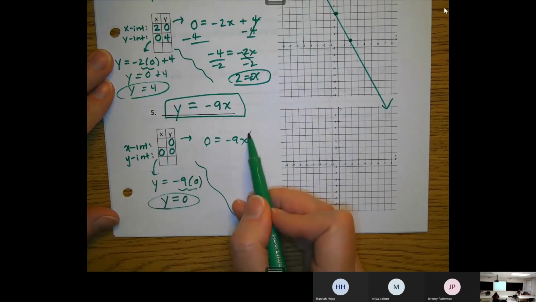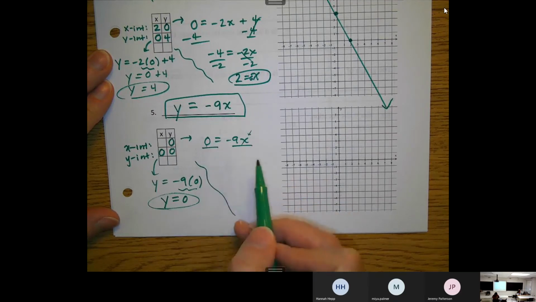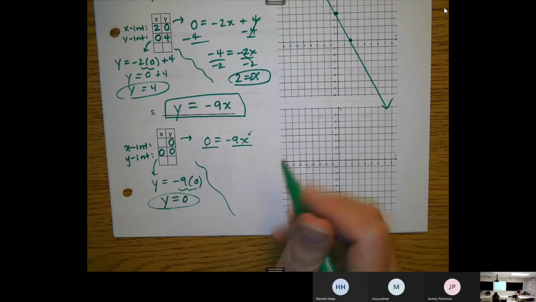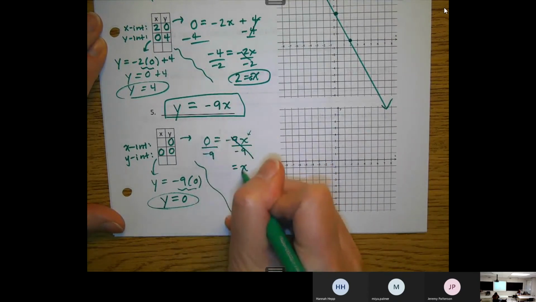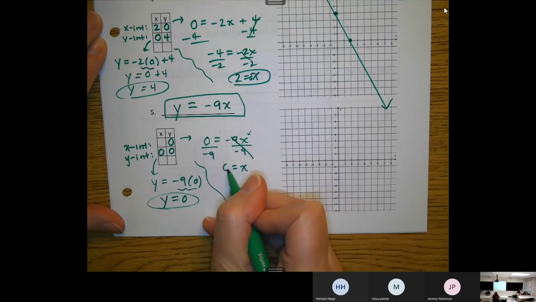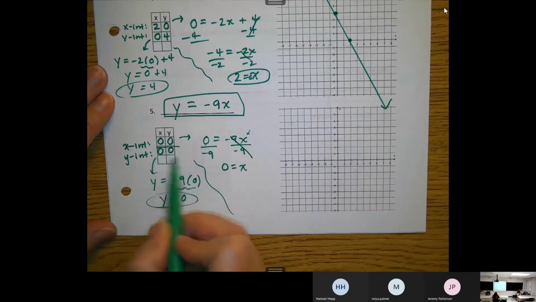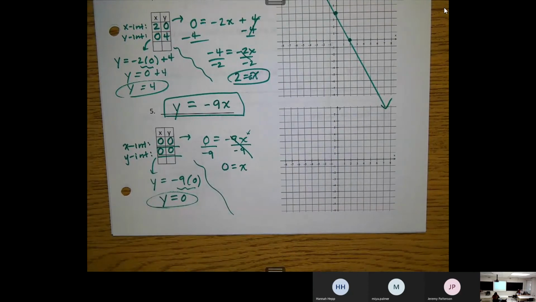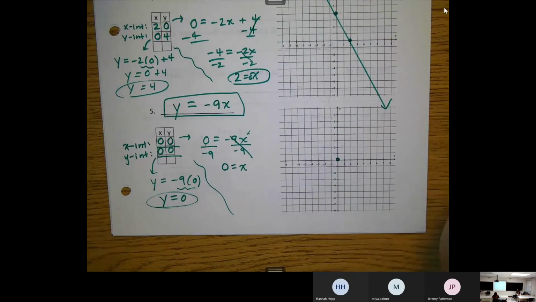How about to solve for x here? How would you get that x by itself? Divide both sides by -9. So x equals 0. It's a little strange because everything turns out to be 0. In other words, this line crosses at the origin. So the x and the y intercepts are the same point. There's not two separate intercepts, it's all one point.